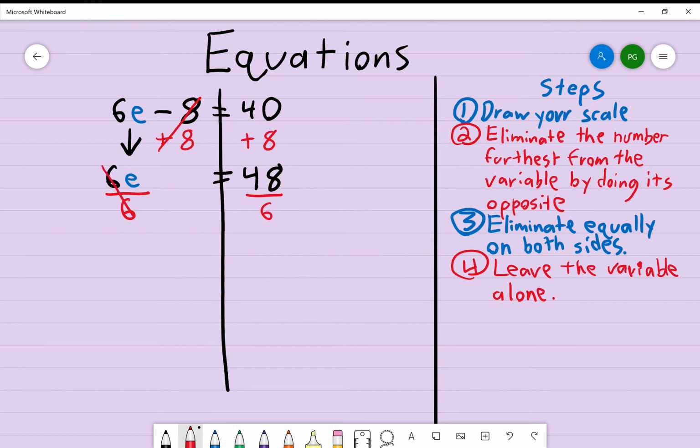6 divided by 6 equals 1. They cancel out. 1 is the invisible number. I don't have to write that. I bring down my e. I bring down my equal sign, and 48 divided by 6 is equal to 8. We have our final answer.